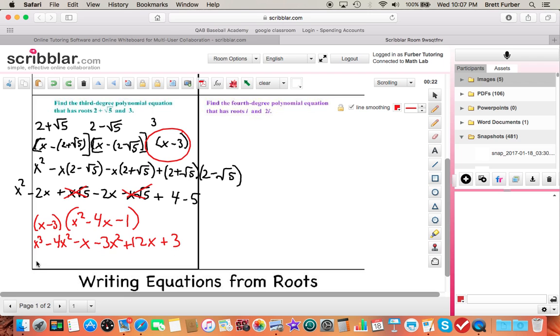And now I can combine some like terms. So I still have x cubed, but then I have negative 4x squared and negative 3x squared. That is negative 7x squared. And then negative x and positive 12x is positive 11x, and then the plus 3. So this is my final answer to this one. And again, it's a cubic. That's why there are 3 roots at the beginning: 2 plus the square root of 5, 2 minus the square root of 5, and 3.